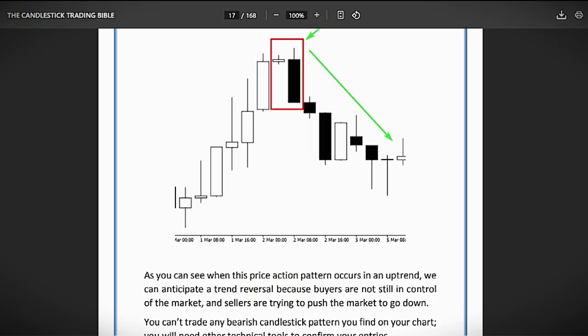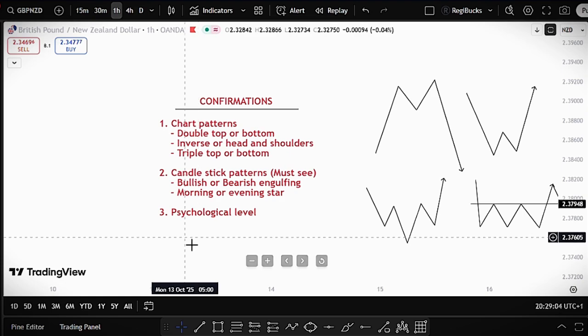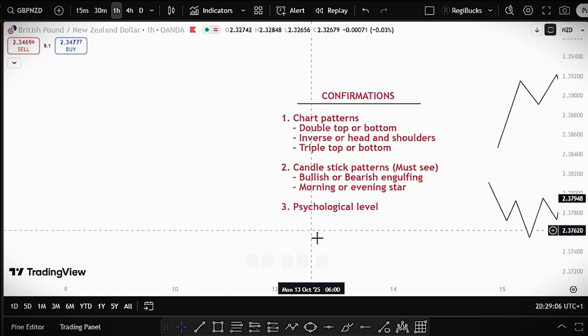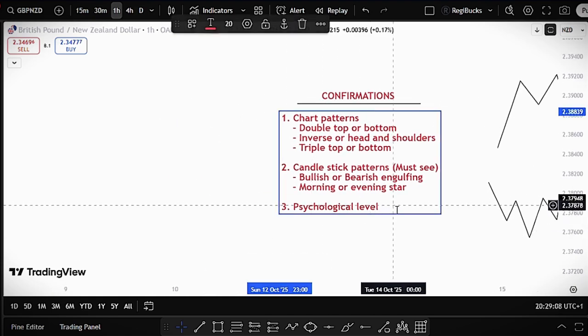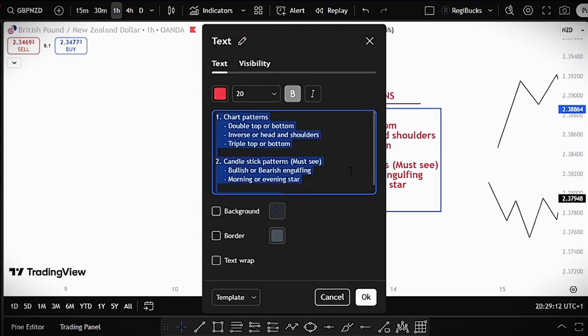Candlestick Bible. Just search Candlestick Bible and then you see the first link. You click it and then you see this page. And then, no, this psychological level is not supposed to be here. So let me erase that one off.